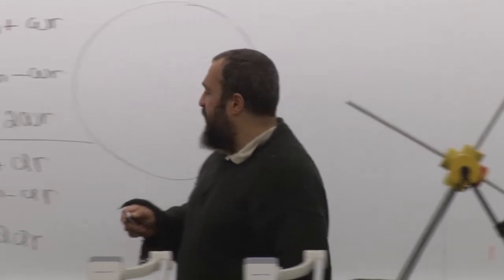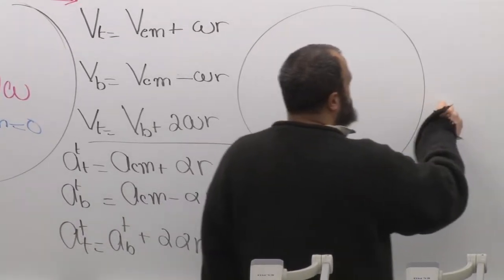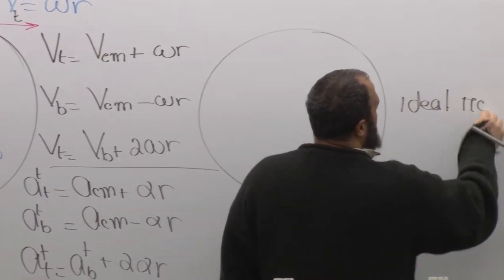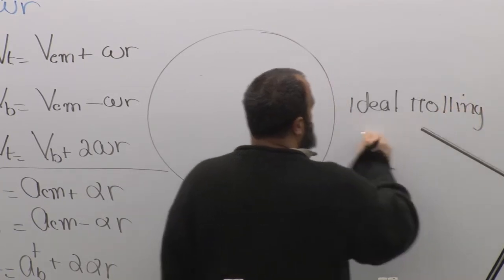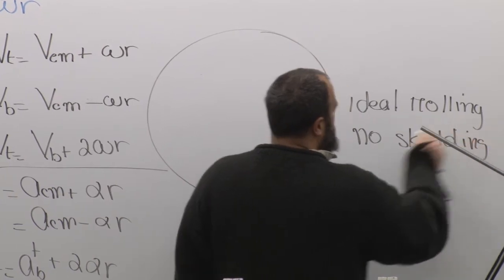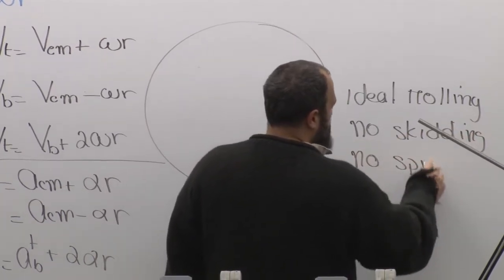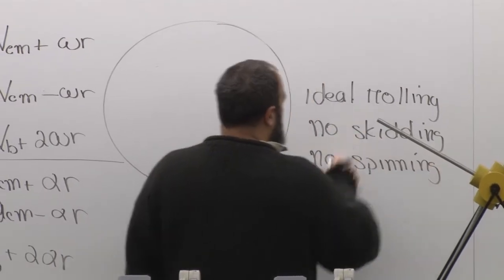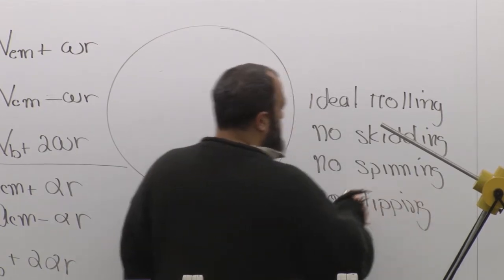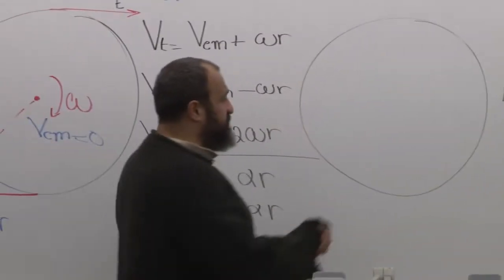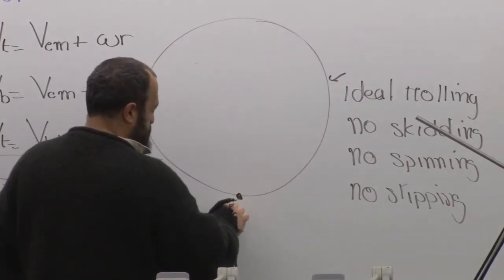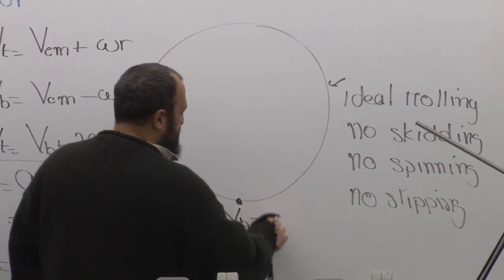So if that's the case, guys, this is ideal rolling. So this is an object executing ideal rolling, and by that I mean no skidding and no spinning. This can be summarized by saying no slipping. Okay? If you have that, then we have established, or agreed at least, that point bottom, V bottom, must be zero.